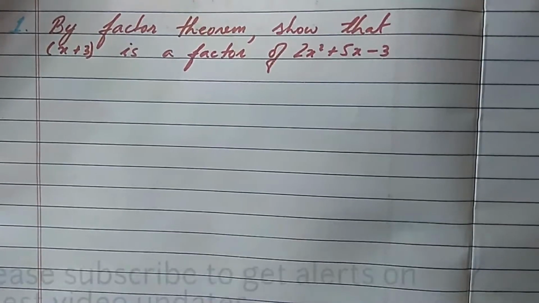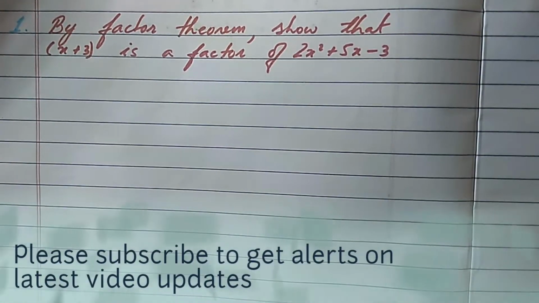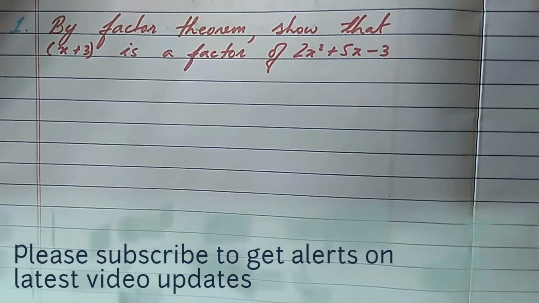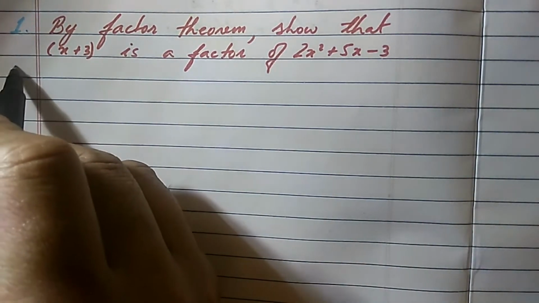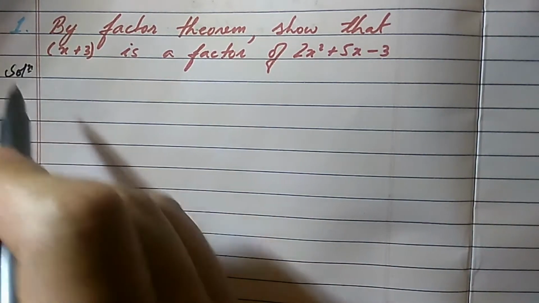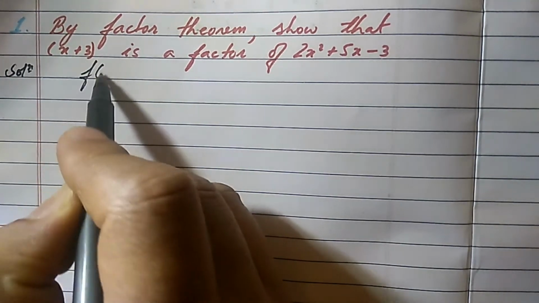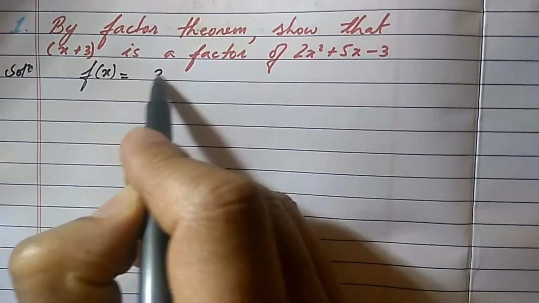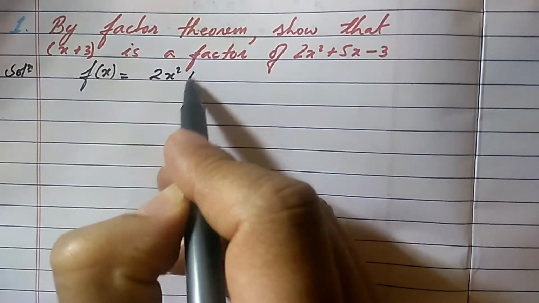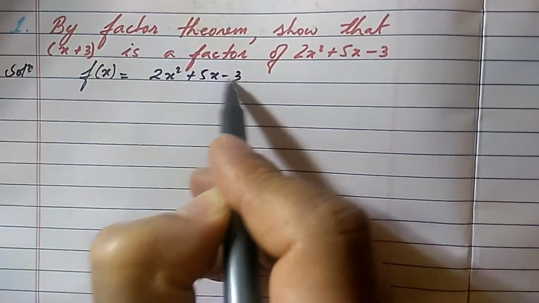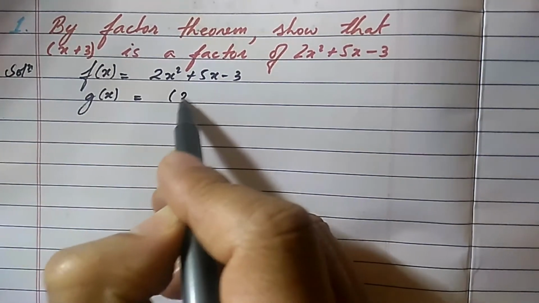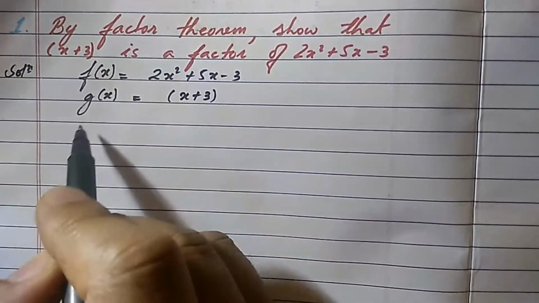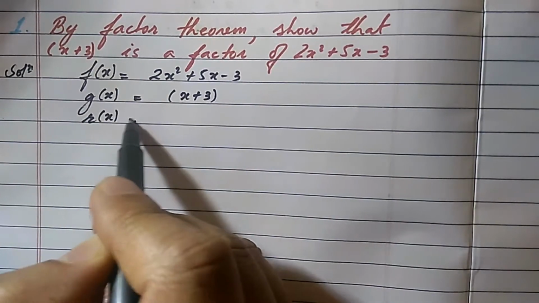Now let's look at this problem. It says, by factor theorem, show that x plus 3 is a factor of 2x squared plus 5x minus 3. In order to solve this one, first we shall find the remainder. So let's write f(x) equals 2x squared plus 5x minus 3 and g(x) equals x plus 3. We need to find the remainder r(x).